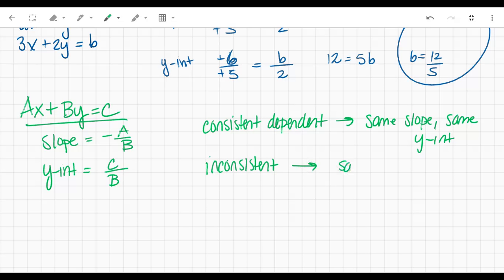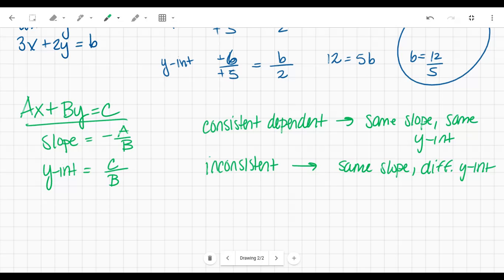They're going to have the same slope and a different y-intercept. Okay. And if they are, are they going to be consistent or independent? Let me see. Consistent dependent. I don't think they're going to give you any consistent independent. Okay. So that's it. So that's what you have to do.